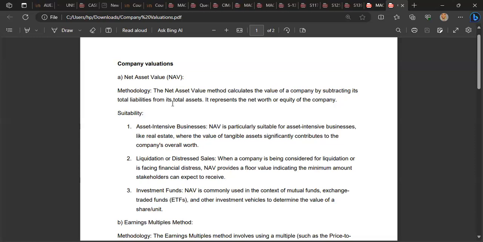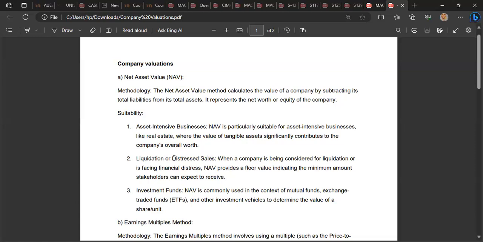So once you've totaled up your assets, you then deduct your liabilities. It will give you the value of your equity, which is what the investor wants to buy. So under what circumstances can we use this method? I think number one, it's more suitable if there is liquidation or distressed sales.